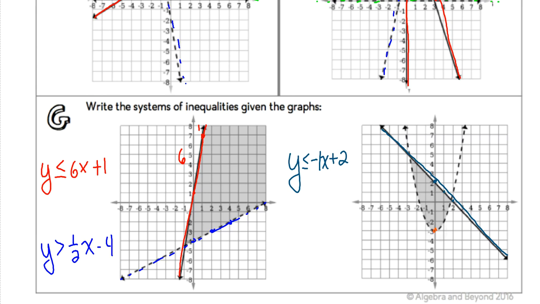And then for the quadratic, I see that the vertex is at 0, -3, and it doesn't have a stretch or a shrink at all. So my vertex form is going to be x squared minus 3. Or you could say x minus 0 squared minus 3, either way. And this one's dashed, so it does not have an equal to part, and it's shaded above it. So it's going to be just greater than that quadratic.